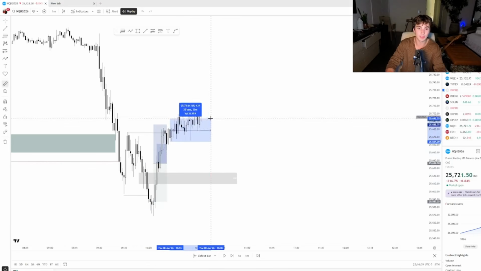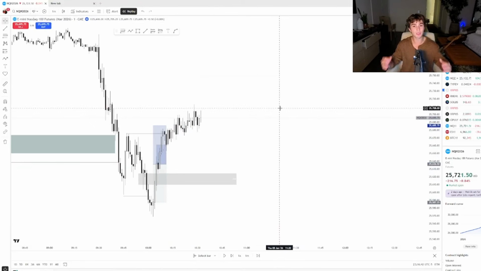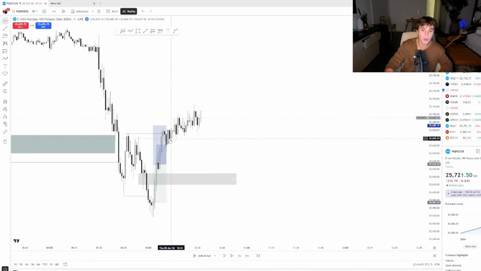There's no good structure here. So we don't want to take shorts off a bunch of chop. And so that's something that you want to learn. That's something you want to get in the habit of, avoiding trading within chop.